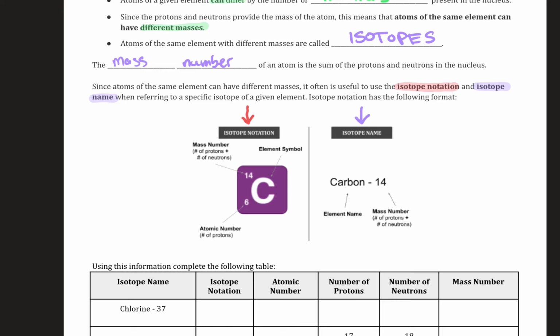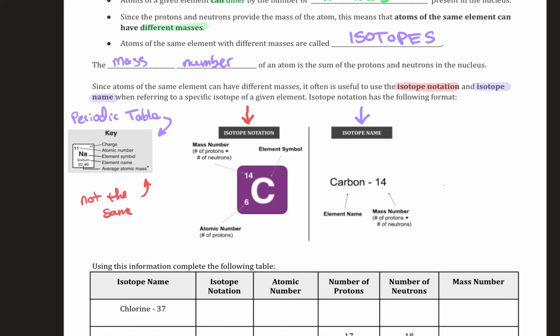Note, this is not the format on your periodic table. I know it looks similar because it's a box with the letters and the numbers and everything looks kind of similar, but it's not. This notation only refers to one specific isotope of a given element. The periodic table is an average of all the isotopes of that element. So while some of the numbers are similar, some of the numbers are very different, and that can be confusing.